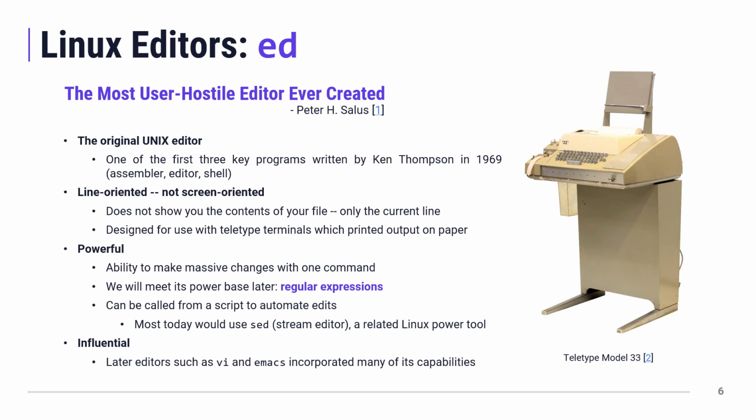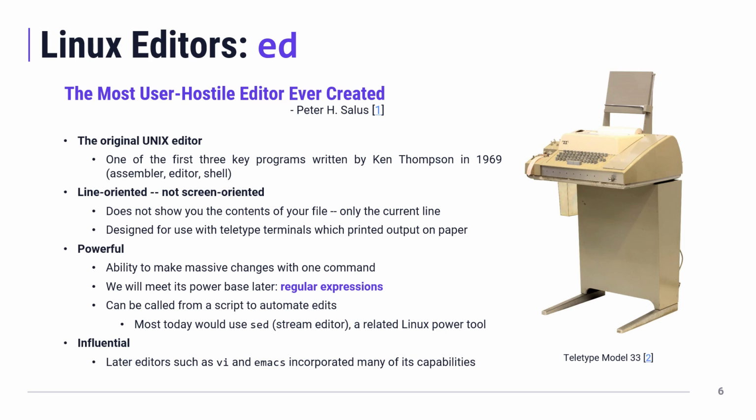Now, the thing that's weird about it is it's not screen-oriented, it is line-oriented. What that means is that it will not show you the contents of your file while you're editing it. It won't even show you the current line unless you ask it to. Now, that sounds ridiculous in the context of today's computing environment, but you have to remember that at the time, they didn't have monitors. They were literally dealing with teletype terminals.